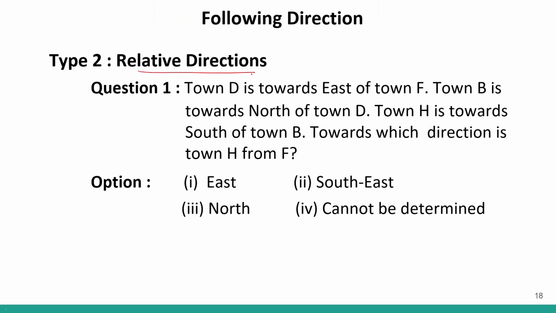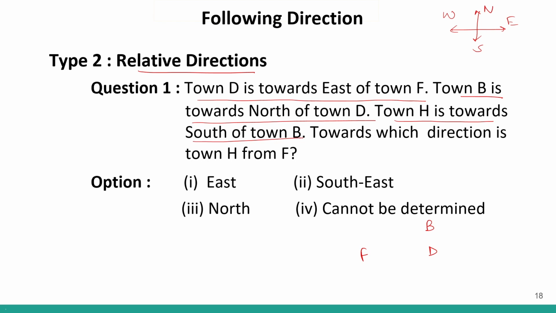Now, relative directions, in which we have to find out the direction of an object with respect to another object. Okay, so town D is towards east of town F. So if town D is towards the east of town F, it will be something like this. Town B is towards north of town D, so B will be to the north of D. Town H is towards south of town B. Okay, now it is not written where H is, it is just written that it is south of B. So if it is south of B, there are 3 possibilities.